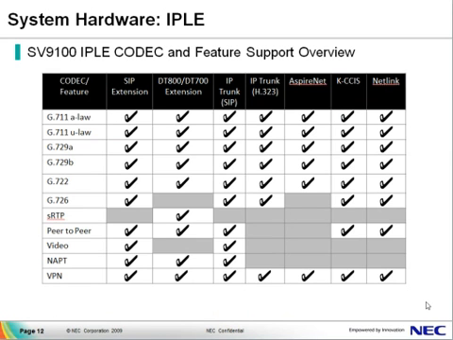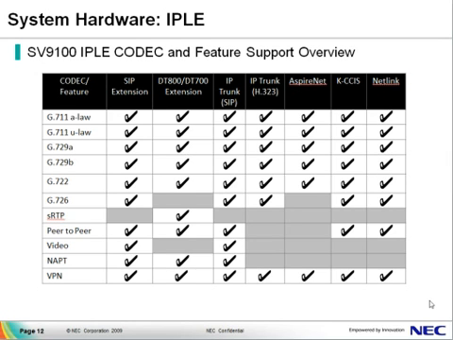This slide gives an overview of the codec and features support for the IPLE. Down the left hand side you can see the codecs and features listed, and along the top it displays the devices and networking protocols supported. So the matrix shows you what codecs and features are supported for each device and networking protocol. So all devices and networking protocols support G711 codec usage, also G729 and G722.